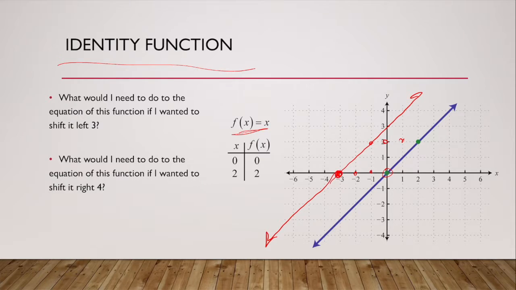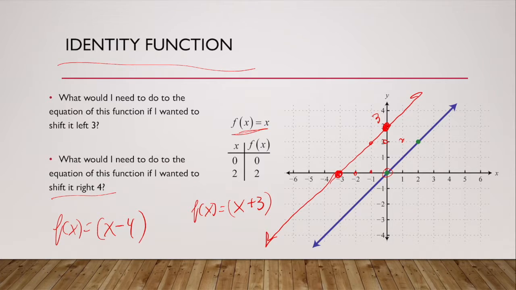Well, that would change my y-intercept, right? My y-intercept is now a positive 3. So this function would become f of x equals x plus 3. We had to change our x value, right? That's the same thing as shifting it to the left. We could also do the same thing if we wanted to shift it to the right. That'd be f of x equals x minus 4.